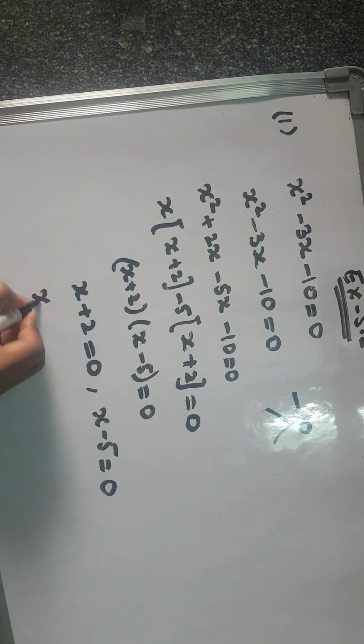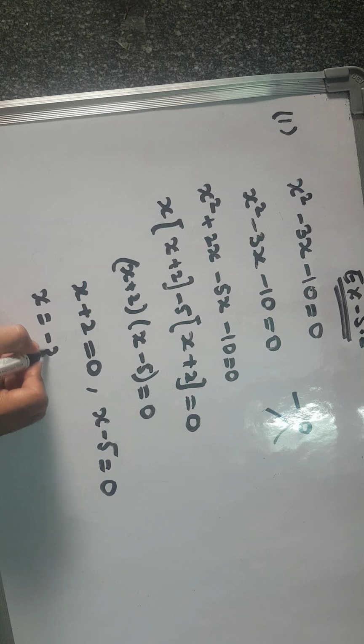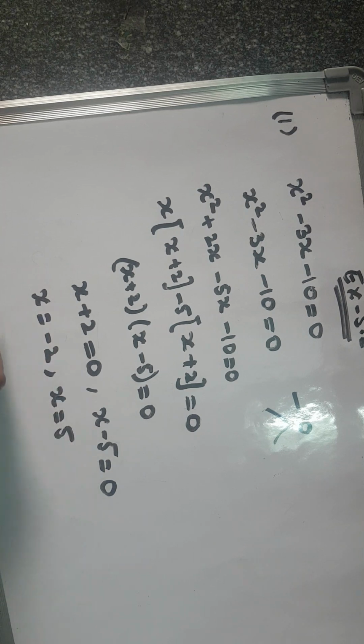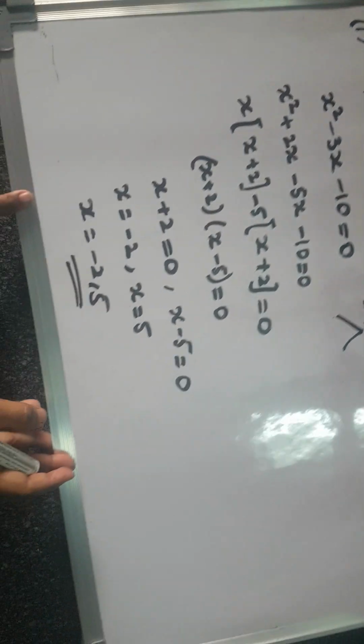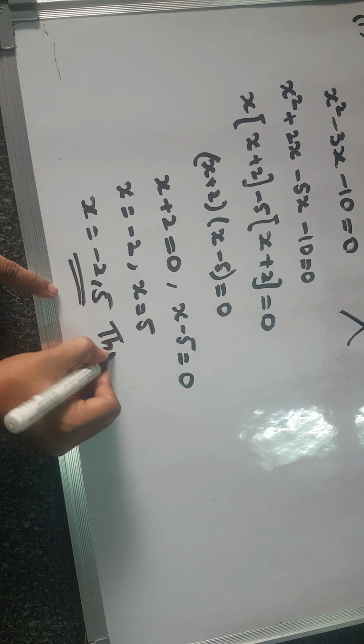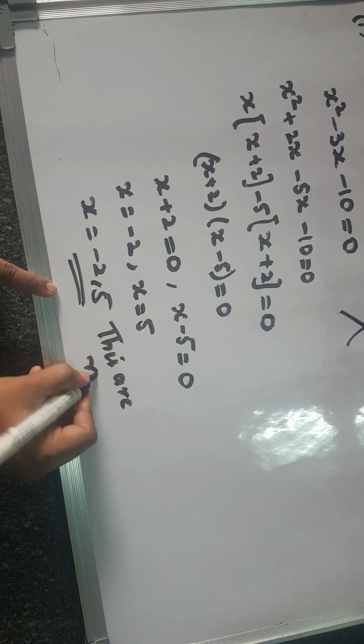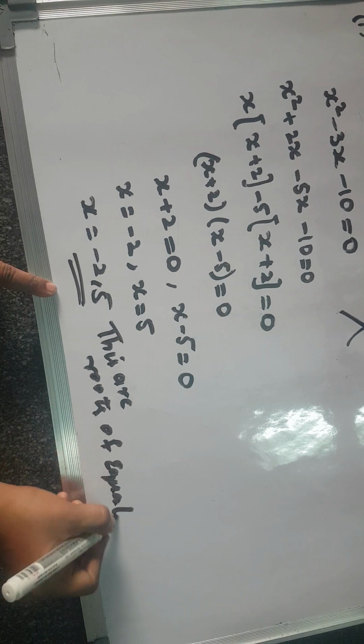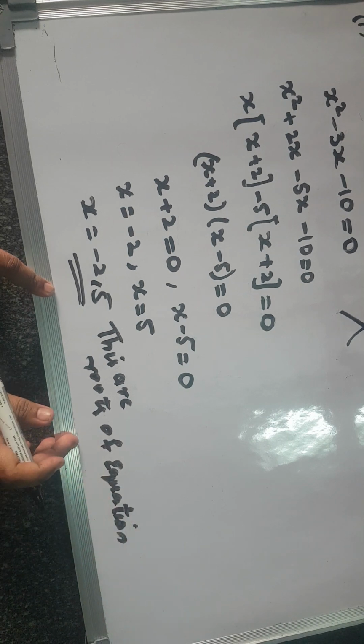What do these become? x equals to plus 2, which when it goes to the RHS becomes minus 2, and minus 5, when it goes to the RHS, becomes plus 5. What are the values of x? Minus 2, comma, 5. These are the roots of the given equation.